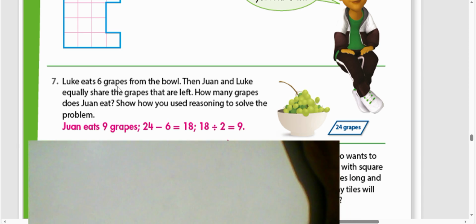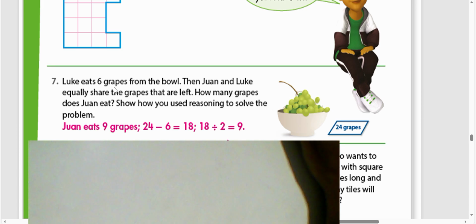Loki eats 6 grapes from the bowl. Then John and Loki equally share the grapes left. How many grapes does John eat? Show how you used reasoning to solve the problem. We have 24 grapes. Okay, 24 grapes here.